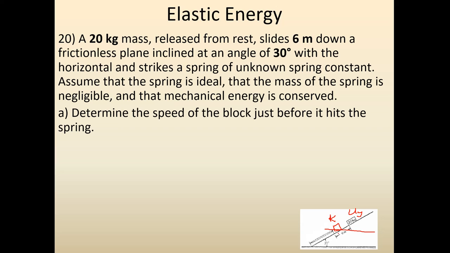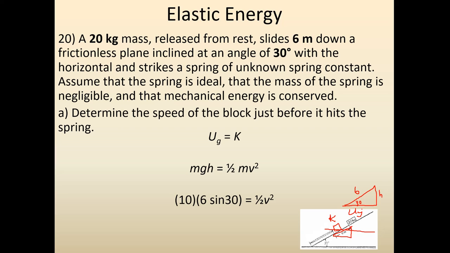The only thing that I have to be careful of is UG requires H. So what I can do is make this triangle. Actually, let me redraw the triangle over here. If the hypotenuse of my triangle is 6 and this angle is 30, then the height is going to be 6 times sine of 30. So when I set the energies equal to each other, I have to put 6 sine 30 in for H. Again, my masses drop out because I just have potential equal to kinetic. And I end up getting 7.75 meters per second.